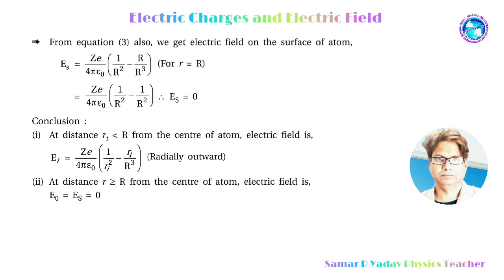Conclusion: at a distance Ri less than capital R from the center of the atom, the electric field Ei is equal to Ze upon 4 pi epsilon 0 in brackets 1 upon Ri square minus Ri upon capital R cube, radially outward. Second, at distance small r greater than or equal to capital R from the center of the atom, the electric field E0 is equal to Es is equal to 0.